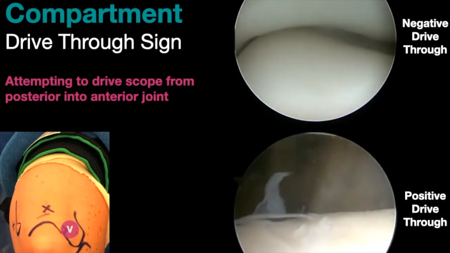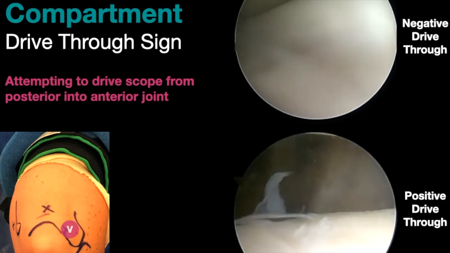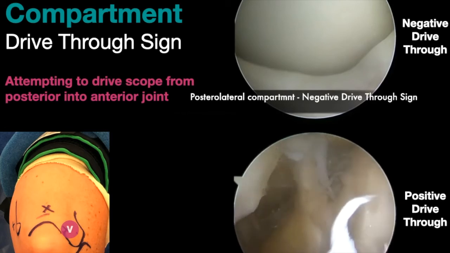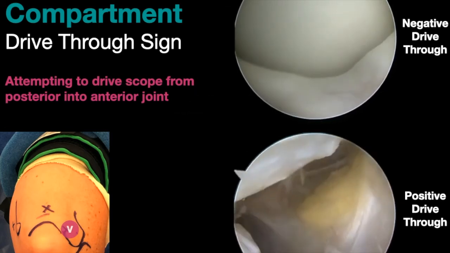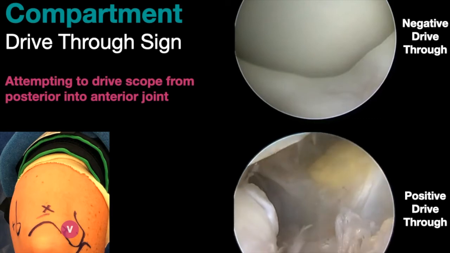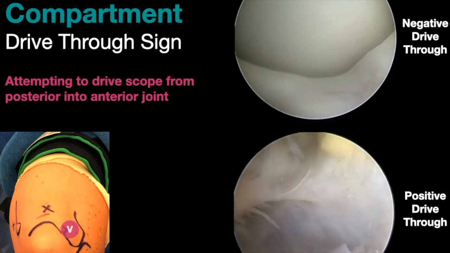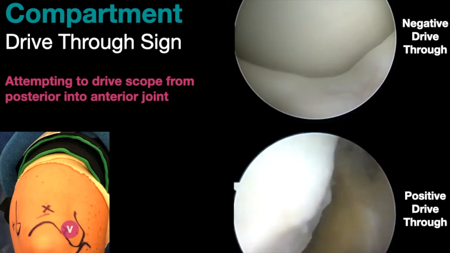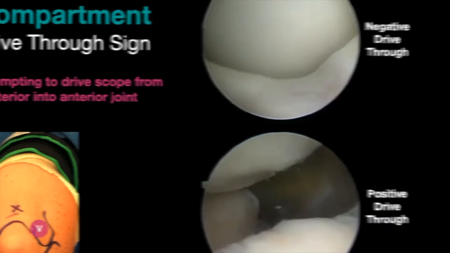We then move into the posterolateral compartment where a drive-through sign can be demonstrated. In the top image you can see a negative drive-through sign where it's impossible to push the scope into the anterior compartment from the posterior compartment, whereas in the bottom image you can see that the anterior capsule and even the coronoid can be seen by driving the scope through from posterior to anterior, and this indicates gross instability and is highly abnormal.